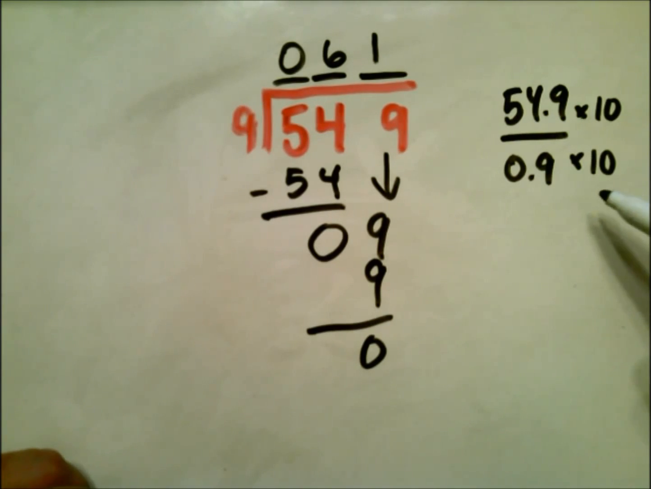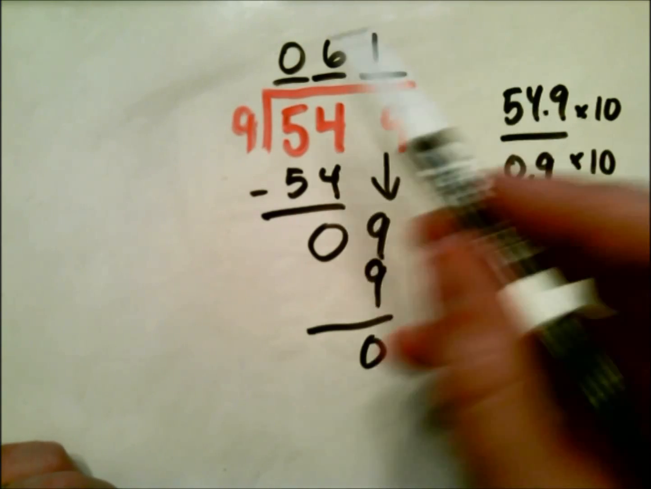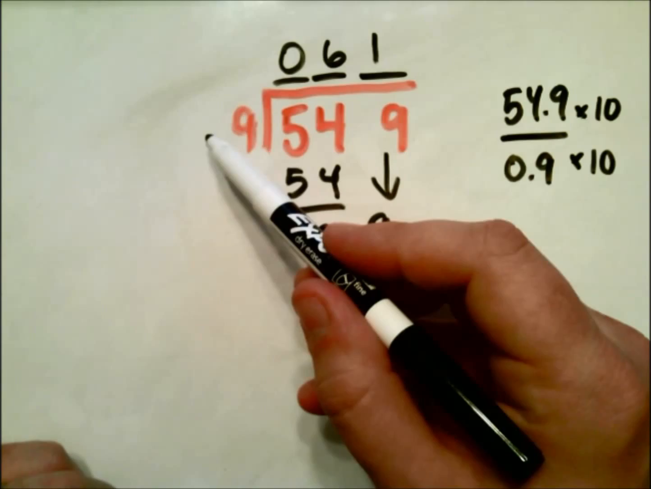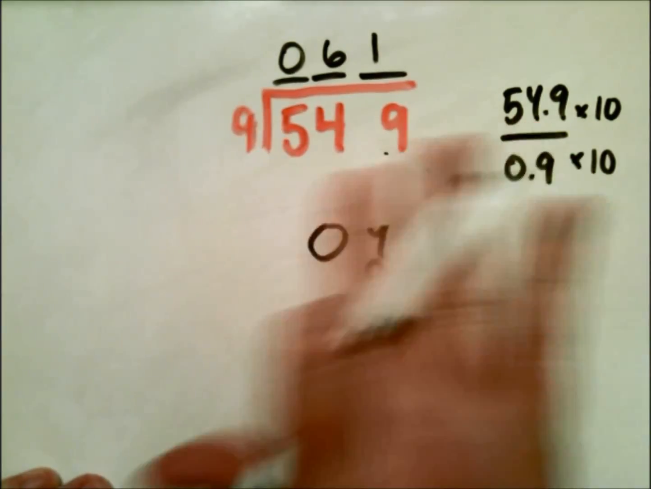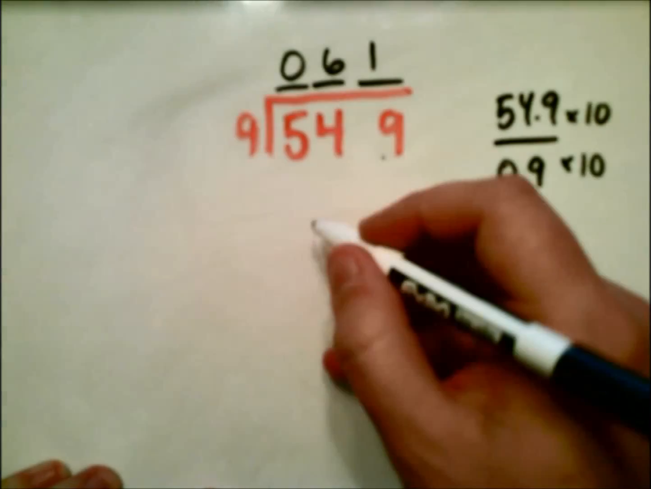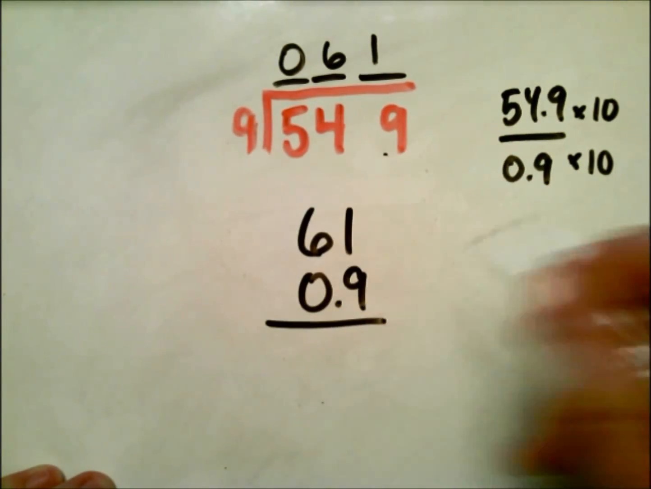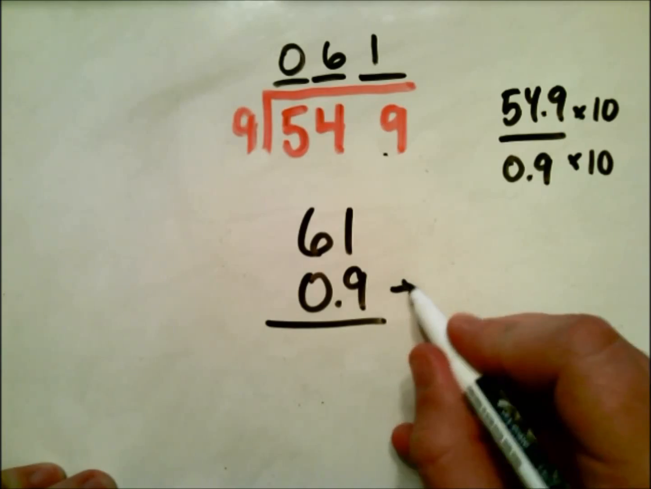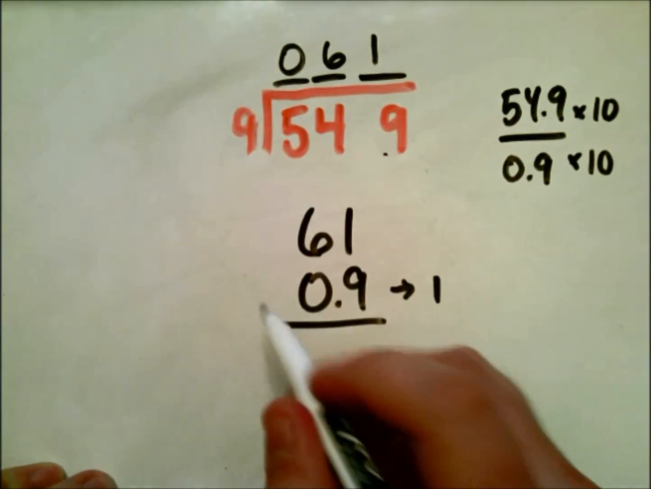Well, how do we check this? What are we going to do? Well, I want to take this answer of 61 and multiply it by our original divisor. We should get our old dividend. So let me just erase what we have. I'm going to do 61 times 0.9. When we did this previously, we pulled out the decimal one time. We're going to eventually put it back in one time, and we should get this answer.